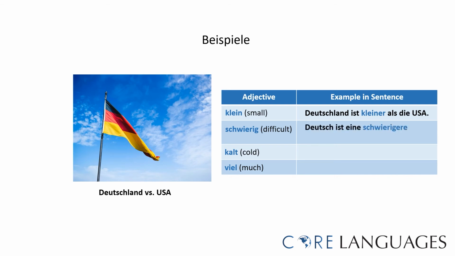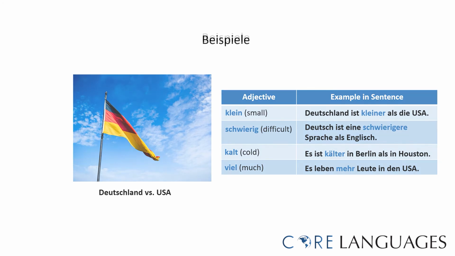Deutsch ist eine schwierigere Sprache als Englisch. German is a more difficult language than English. Es ist kälter in Berlin als in Houston. It is colder in Berlin than in Houston. Es leben mehr Leute in den USA. More people live in the United States.